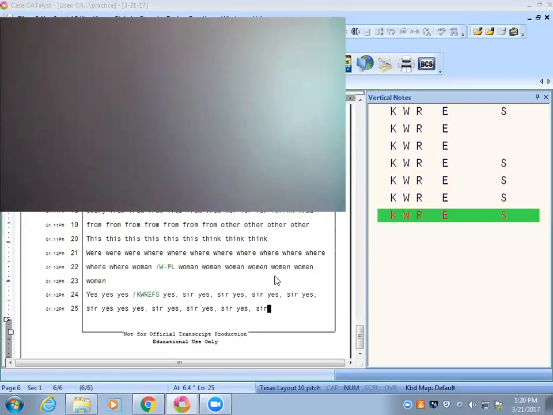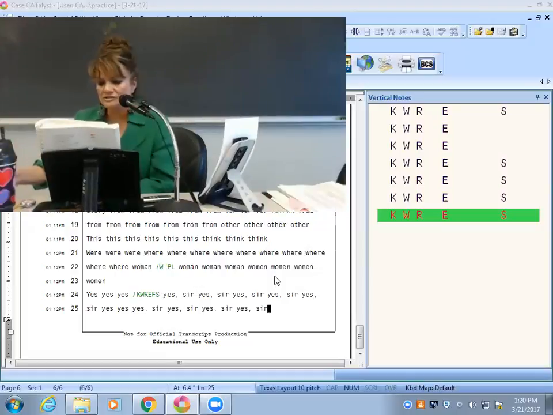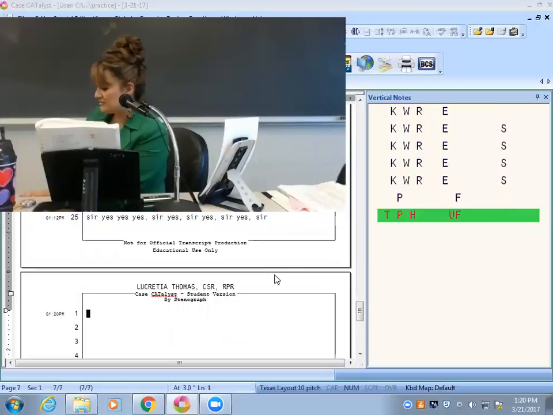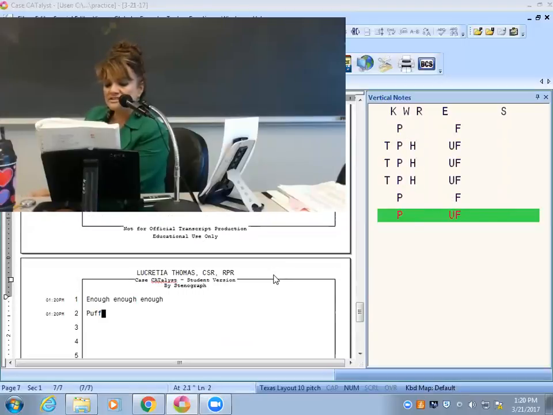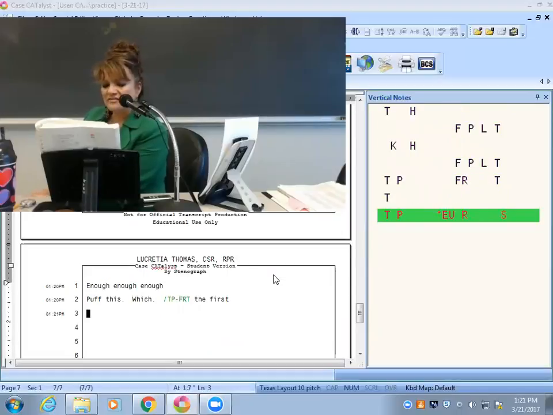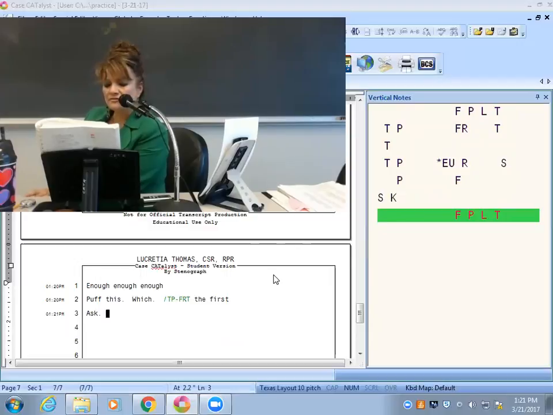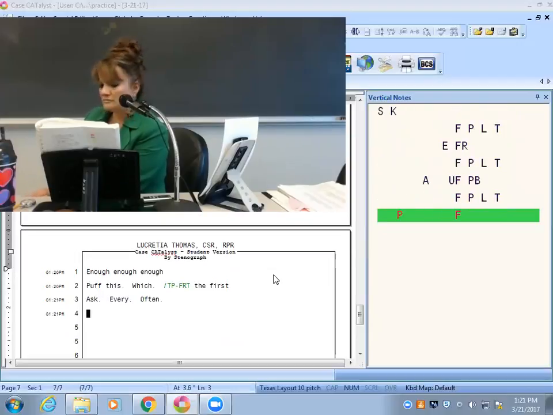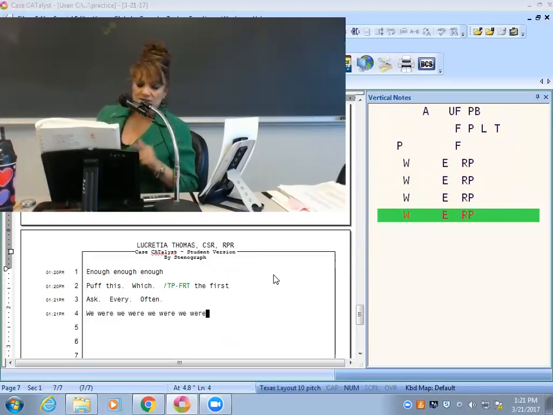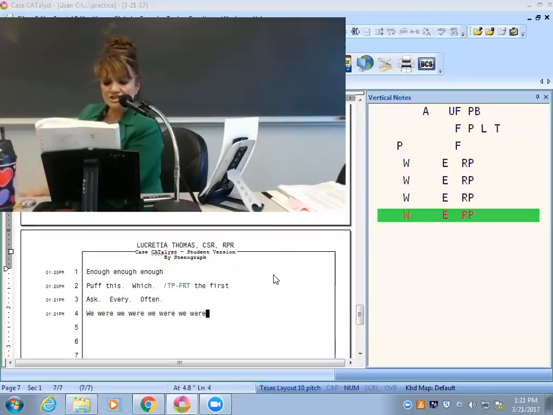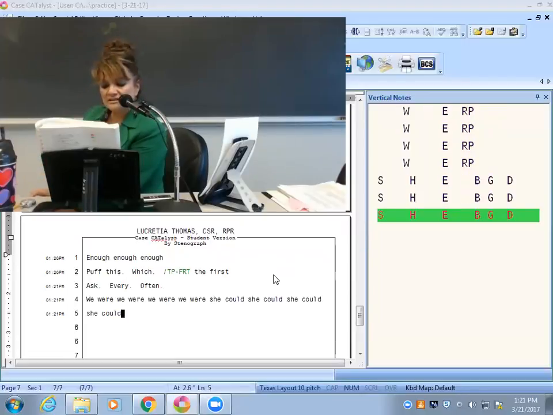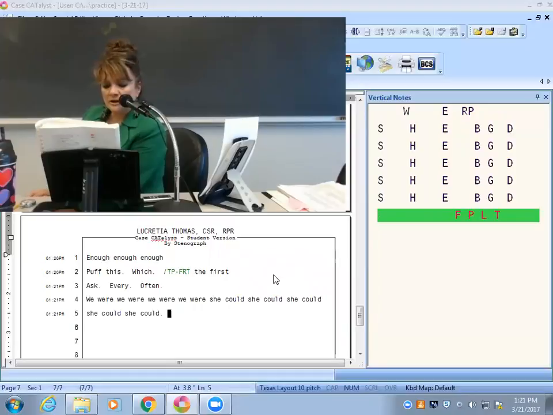No. Okay, and so let me write some of these words down for you that are going to come out. So you have enough is enough. You have this, which, first. You have ask. You have every, often. You have we were is W-E-R-P if you like that. You can write it in a phrase. W-E-R-P for we were. And then you have she could, S-H-E-K-D, he would. You have use, Y long U-S.